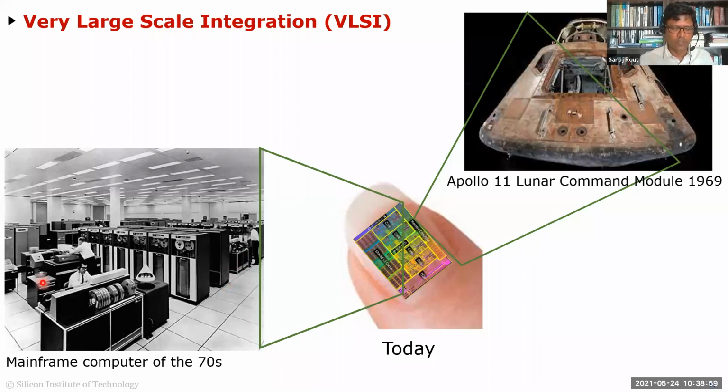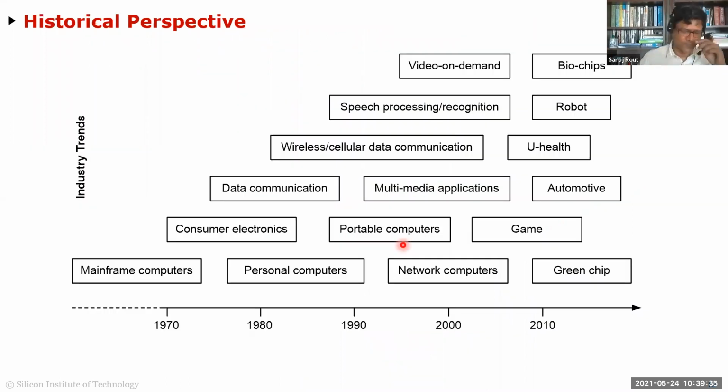For example, a mainframe computer in the 70s filled an entire room like this, and obviously the core chip you have, which can fit in your thumbnail now, probably a couple of these fit on that now. Same thing, the entire lunar command module in 1969, Apollo 11, which was used for the moon landing. The entire thing, or multiple of these, can fit into this small size. So that's how advanced this field has become, and it's still doing it.